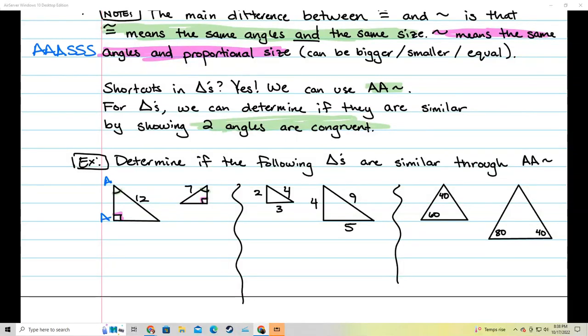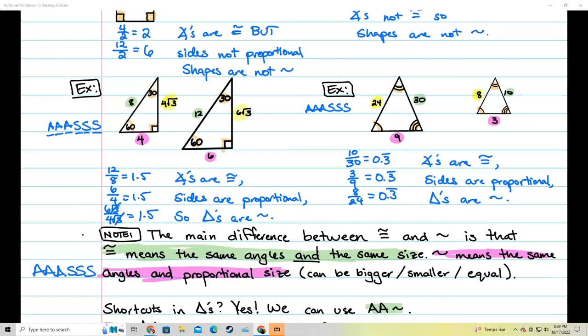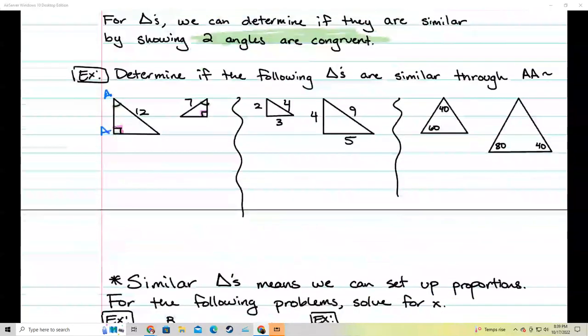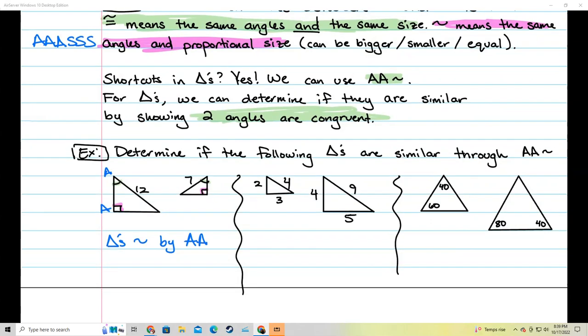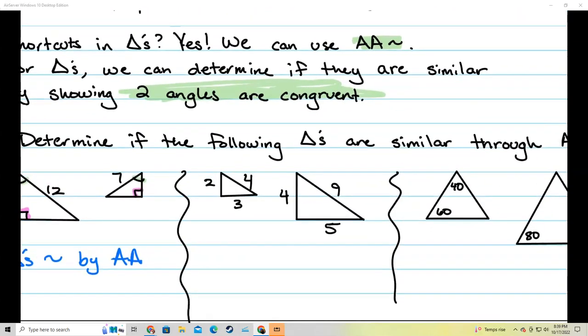And ladies and gentlemen, instead of doing all the work that we did up here, I can already say these triangles are similar because of AA similarity. So I can say triangles similar by AA. I take a look at the next one and I go, do I have any angles? The answer is no, I don't have any angles, so I don't know if they're similar through AA. You will be able to verify later on whether they're similar, but right now we just don't have enough information.